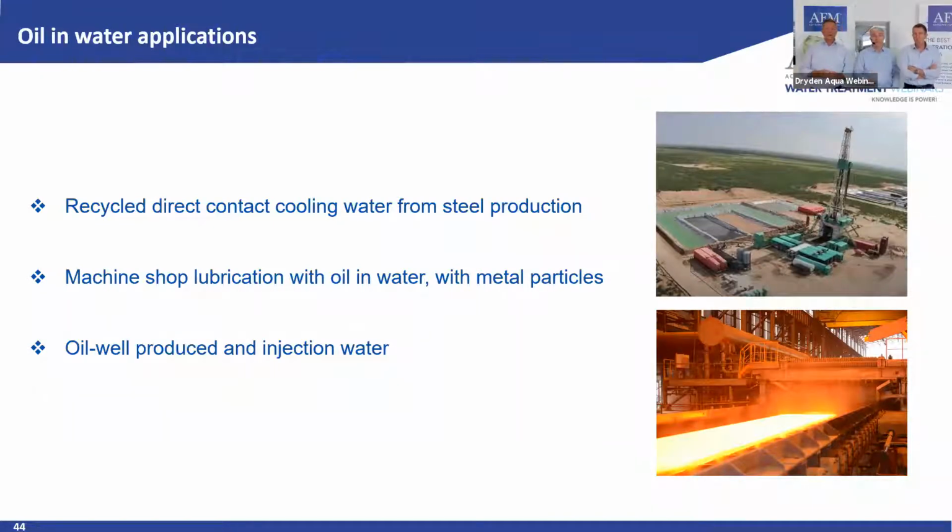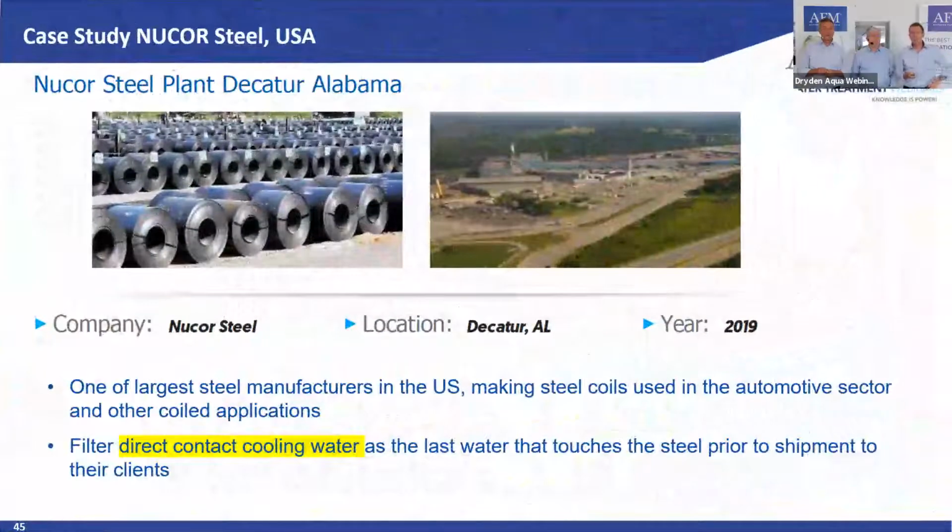And you can see it here in the different oil applications. We have different oils. So we go here from recycled direct contact cooling from steel production. I think you will give some more details on that. We have other applications, like in production of motors for cars, where you have more of a lubrication oil, oil well produced water, and produced water treatment. That's actually a big topic as well. So first, I want to take you to the US.